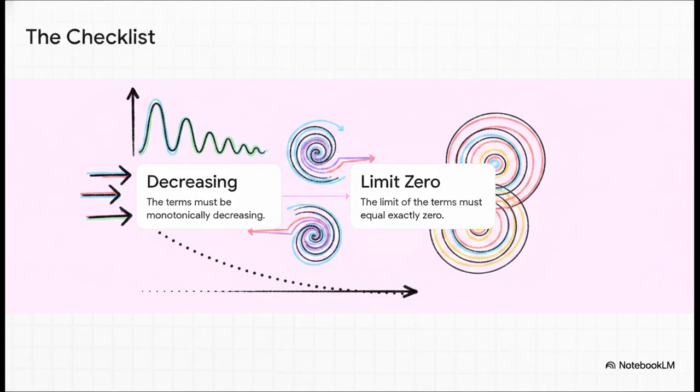Step 1. The terms must be monotonically decreasing. That's just a fancy way of saying every single term has to be smaller than or equal to the one right before it. Step 2.